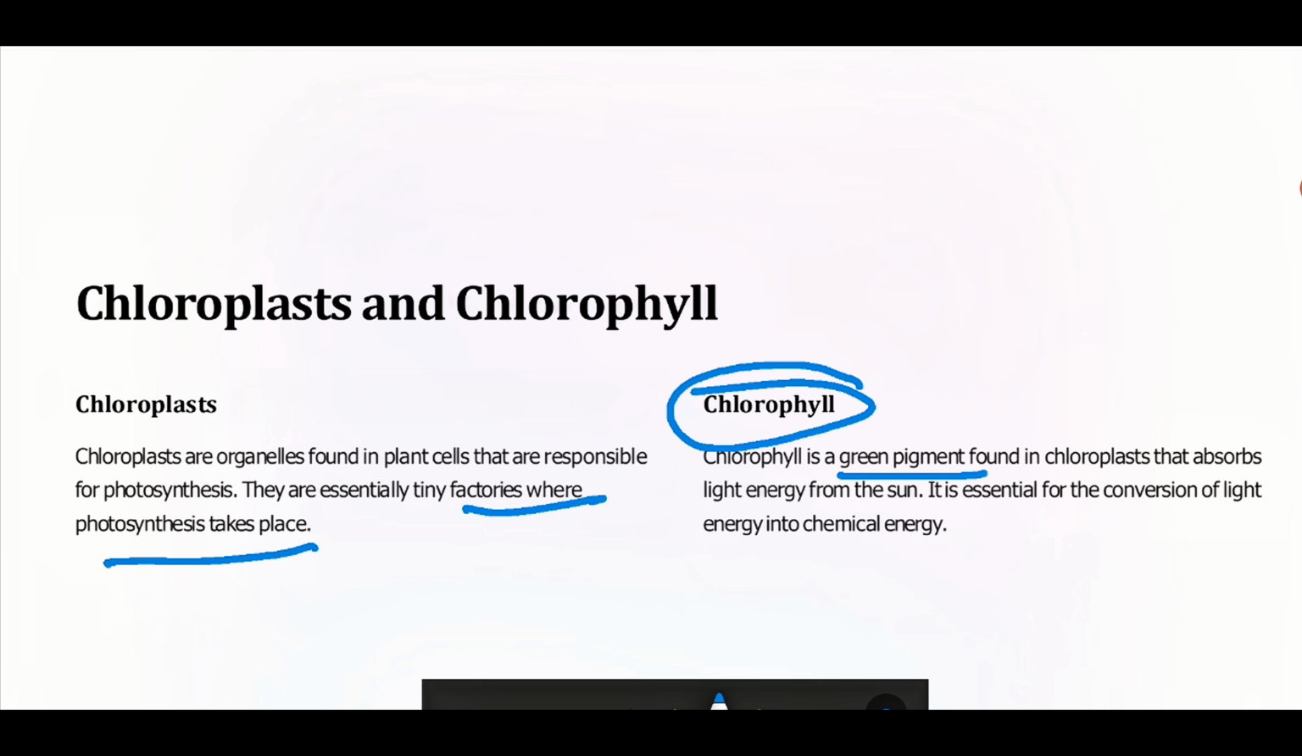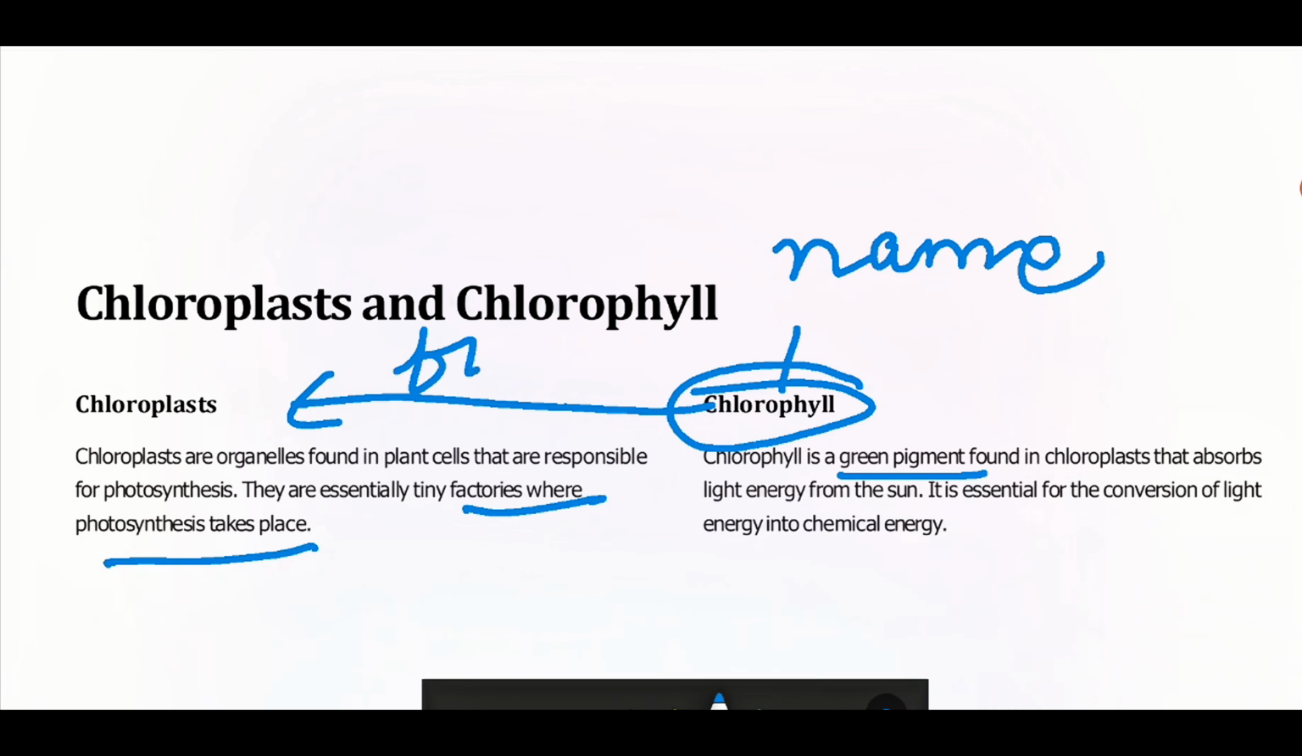What is the name of the green pigment? It is chlorophyll. And where is it found? It is found inside the chloroplast. And where is the chloroplast? Chloroplast is in the palisade mesophyll cell.